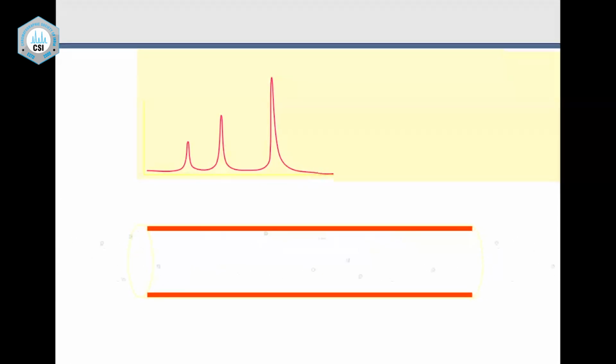So you have a sample introduced at one end of the column, the mobile phase is moving, and then the sample components, as they travel through the column, get separated because they have different kinds of affinity with the surface which is there, and that is how the separation can happen.